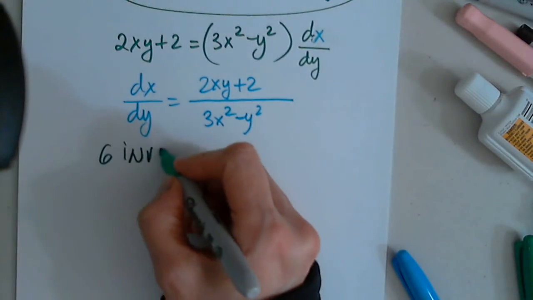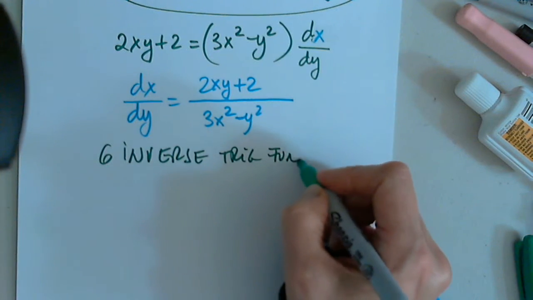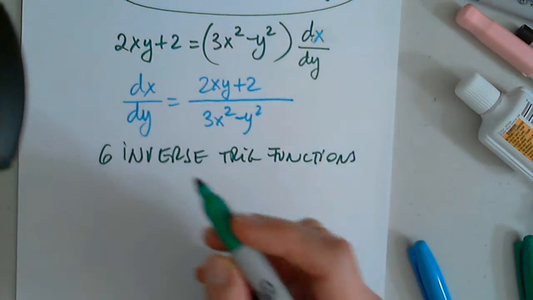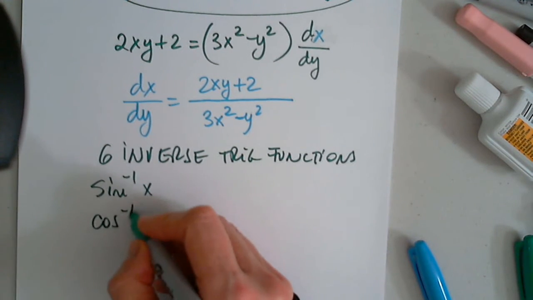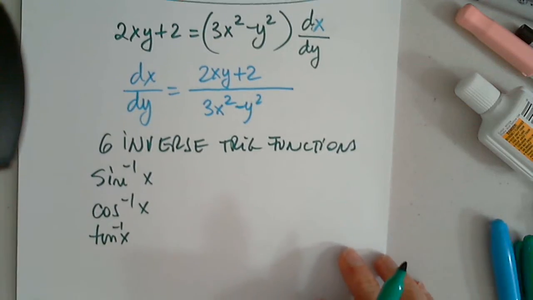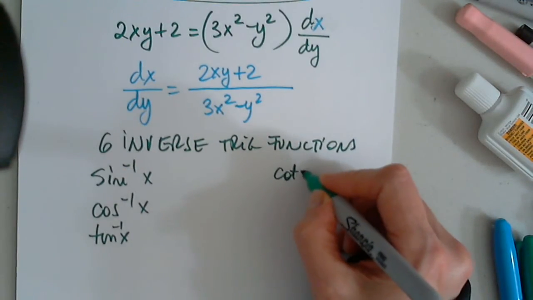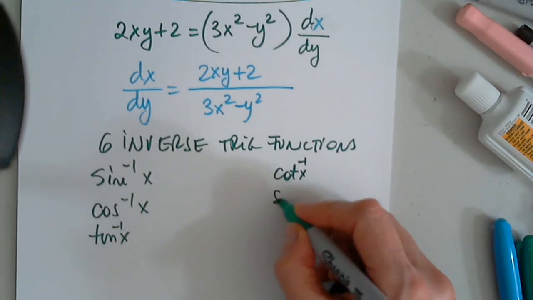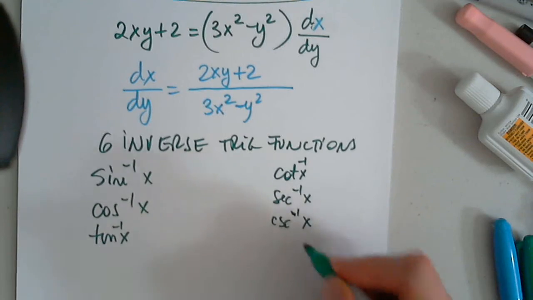6 inverse trig functions. Sine inverse, cosine inverse, and tangent inverse of x. And 3 more: cotangent inverse, secant inverse, and cosecant inverse.